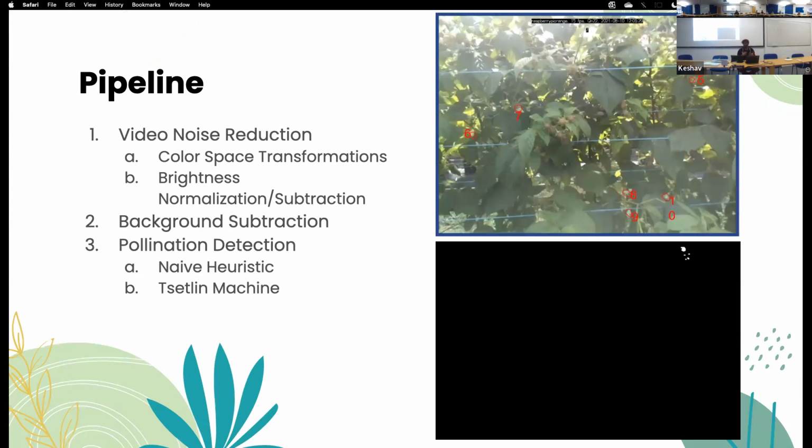To meet these targets, I propose a pipeline consisting of a fast pre-processing step to minimize background noise and brightness variations, a background subtraction step on this normalized data in order to extract insects from a video, and a final detection step. One version of this is moderated by a naive heuristic that's based on existing methods for detecting pollination events amongst entomologists, and one instead moderated by a Tsetlin machine trained to recognize pollination events.